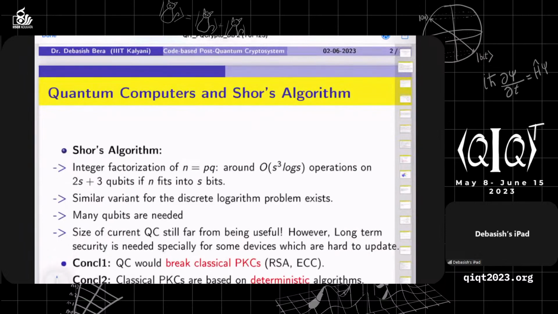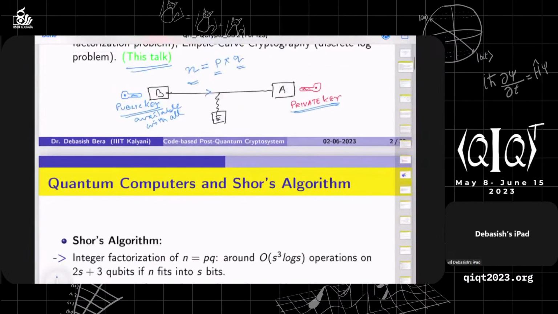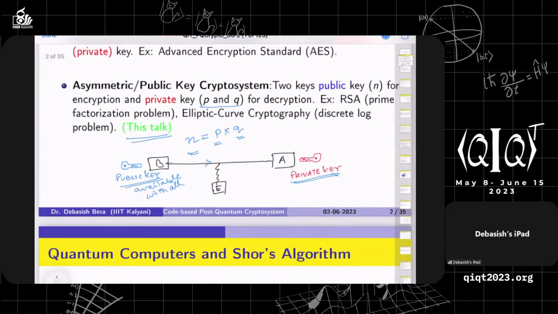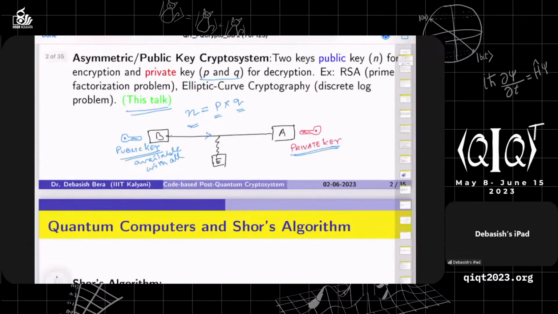So it has already been proved by Shor's algorithm. All of you, I think, are already familiar with Shor's algorithm. We call this integer factorization. And other problems are there also, like discrete log problems, similar types of problems in the discrete log domain.